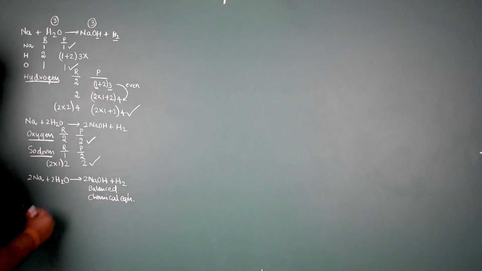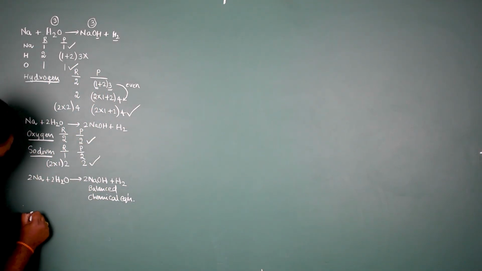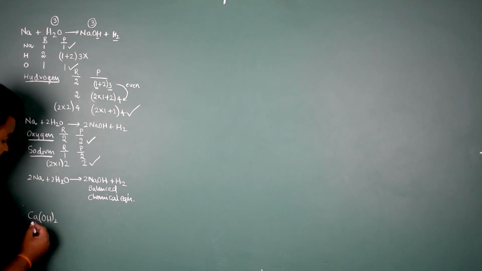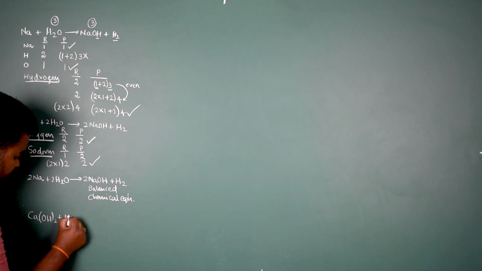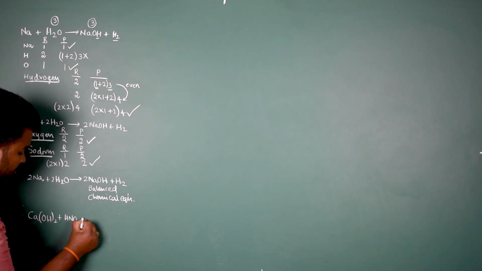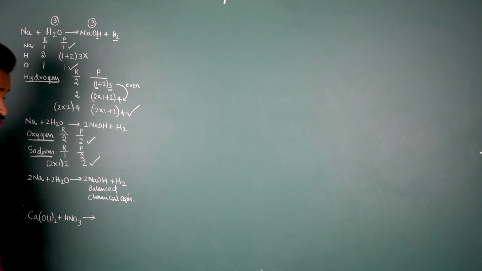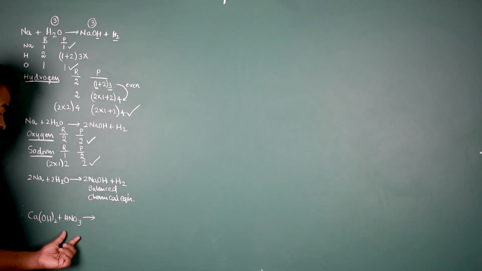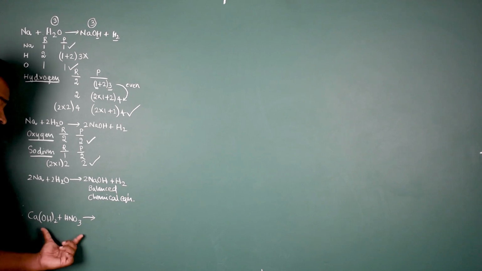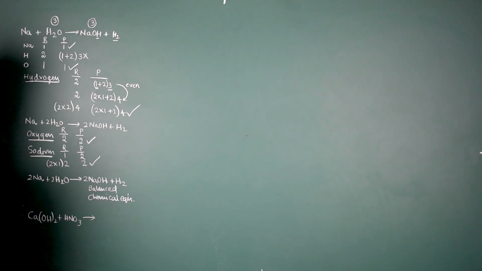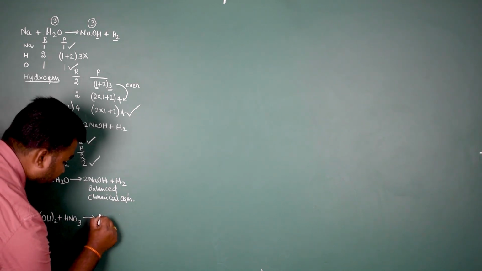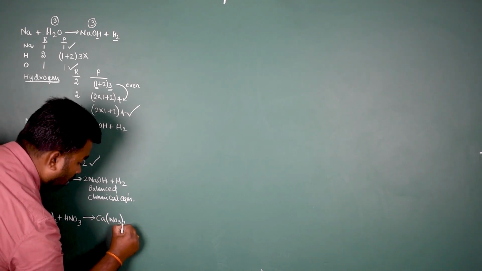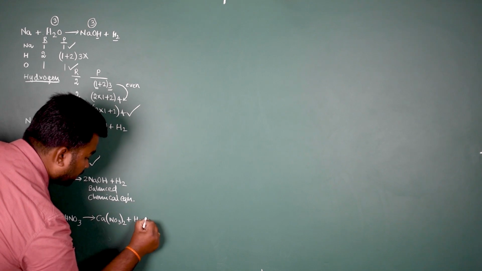Now let's take reaction of calcium hydroxide, which is given by Ca(OH)2 with HNO3. This reaction is known as a neutralization reaction. Why do we call it a neutralization reaction? Is because acid is reacting with a base. Hence this reaction is a neutralization reaction. And in this reaction we get calcium nitrate, which is a salt, plus water.